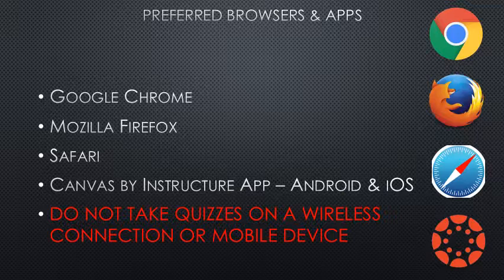We'd like to give a word of warning though, do not take quizzes and exams on a wireless or mobile device. So if you're going to use the Canvas by Instructure app, please don't take any exams on there because the connection is not stable, and that could cause you to accidentally exit your exam and not get full credit. So we always recommend that you stay on a wired connection when accessing tests on Canvas.